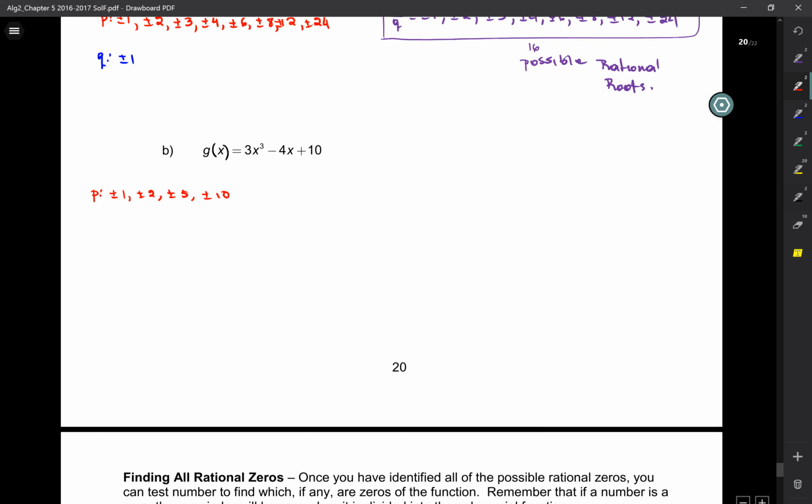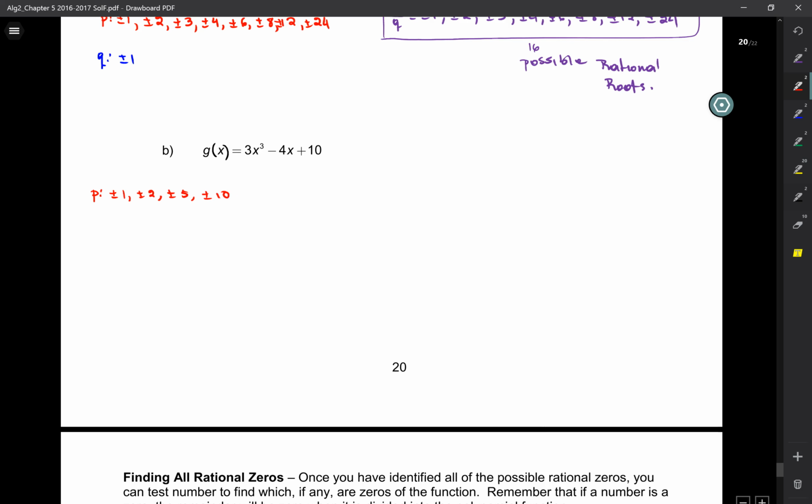You always have 1 no matter what the number is, right? Because 1 and itself is always a factor. So 1, 2, 5, 10, that's dividing by the blue 1. And now dividing by the blue 3, it'll be 1 over 3.